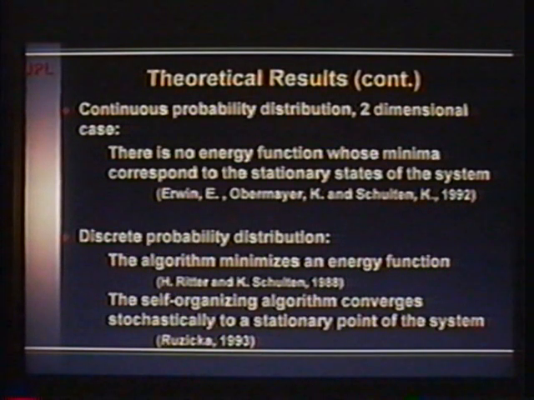However, for discrete probability distribution, we know that the algorithm will minimize an energy function and that the self-organizing algorithm converges stochastically to stationary points of the system, work done by Ritter and Schulten in '88 and Ruzicka in '93.